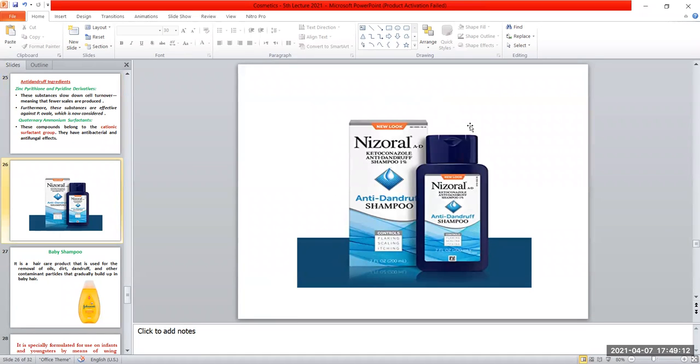This is an example of an anti-dandruff shampoo. I think all of us have heard about it. It's called the Nizoral shampoo.